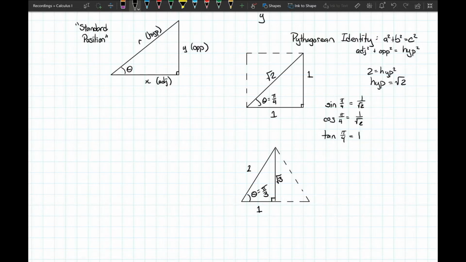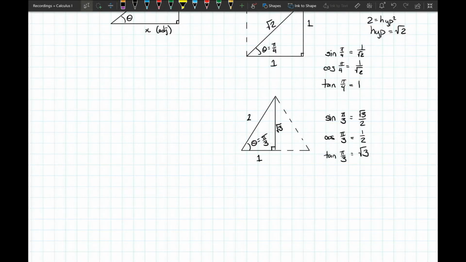And so we can look at sine of pi over 3, which is opposite over hypotenuse. We can get cosine of pi over 3, which is adjacent over hypotenuse. And we can get tangent of pi over 3, which is opposite over adjacent.